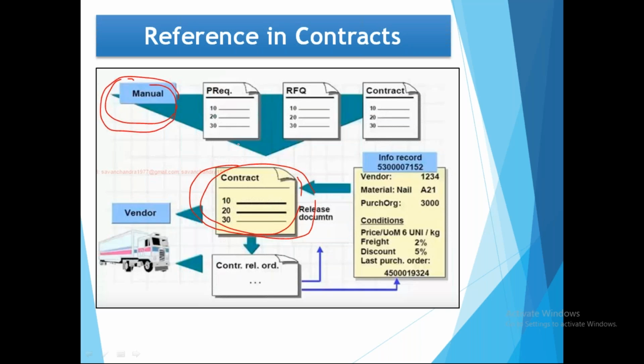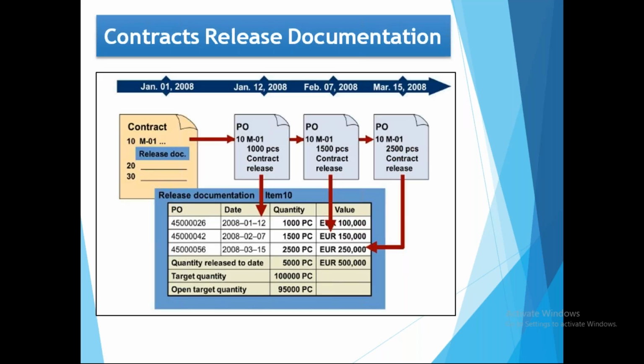Manually you can create a contract, or by referring to a purchase requisition, request for quotation, or an already existing contract. Now using this contract, you will be creating the purchase orders, which are called contract release orders. By using this contract, you will create the purchase orders. So you create a contract, and from this contract you create the POs on different dates.